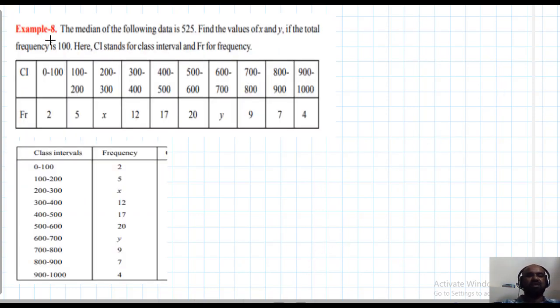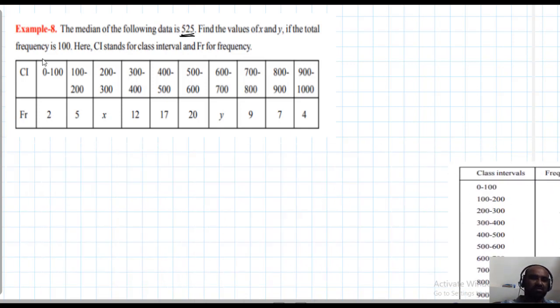Okay, students, another example problem. The median of the following data is 525. They only give the median, 525. Find the values of x and y, if the total frequency is 100. Here CI stands for the class interval and fr stands for frequency. Actually, in the examination, they won't give a table like this. This is a horizontal table, and for every problem we need to make a vertical table.